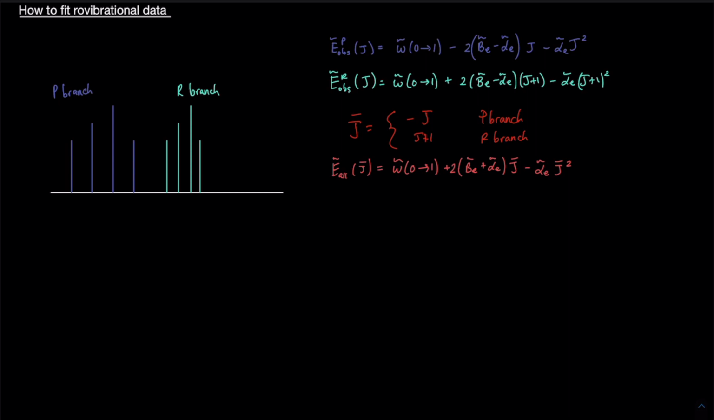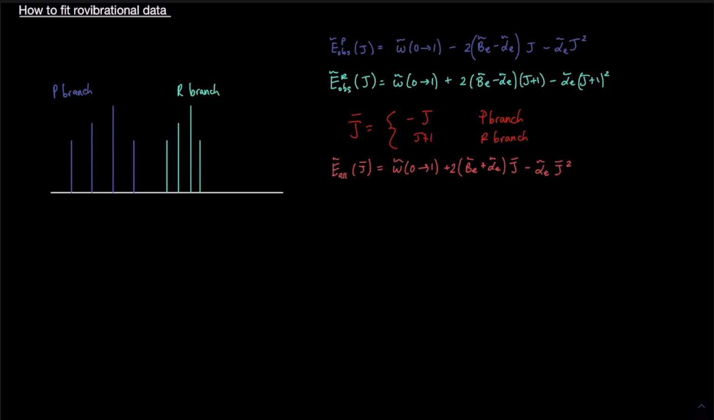If we rewrite these two equations using J bar, you'll see that both of them fit nicely into this same equation that I'm calling E all. When J bar is negative, it looks like the P branch, and when J bar is J plus 1, it looks like the R branch. So this will let us write all of the data into one single equation.